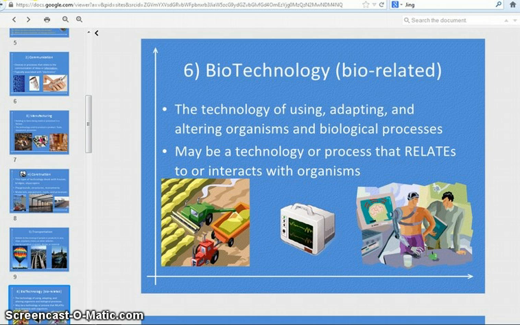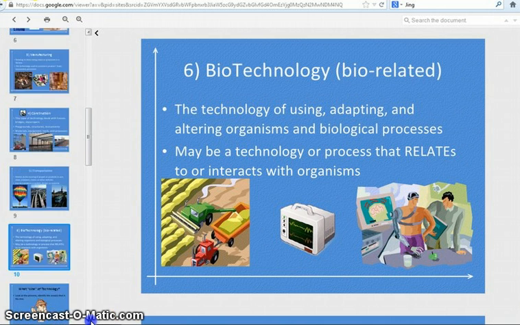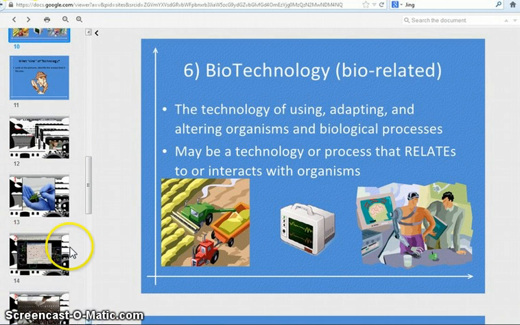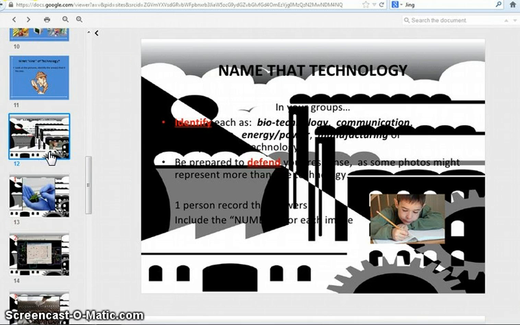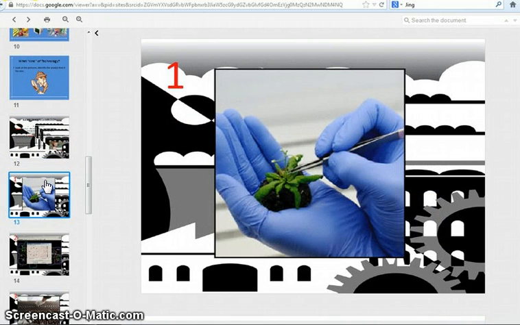So we have a couple activities after this, and it's basically looking at a few different pictures that relate to technology, and seeing if we can identify what it is. So this first one, if we take a look at this, we can clearly see it's a plant. So your mind should automatically go to biotechnology because it's an organism. Now, the plant is not biotechnology, but using it, adapting it, altering it, the studying of it could fall under biotechnology. We don't know what they're doing, but it goes into it.